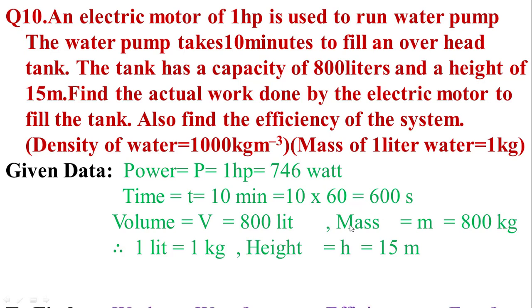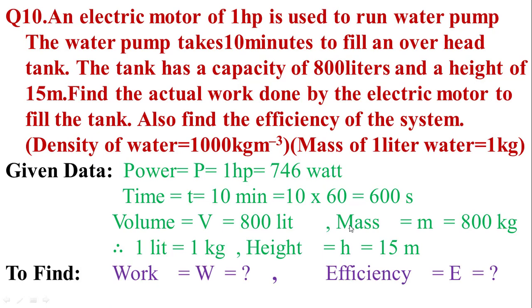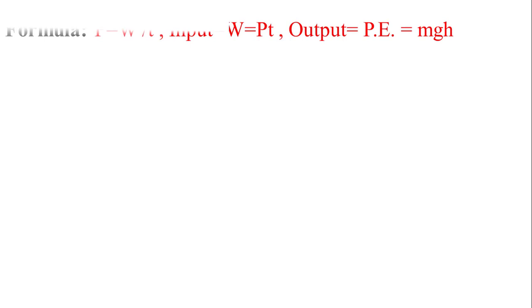Now write, to find the work W is equal to question mark and efficiency E is equal to question mark. Here we can use the formula power is equal to work upon time. We can find input, which is equal to work done. So P is equal to W upon T. Here T is divided on one side, so on the other side it will be multiplied. Then work W is equal to PT.